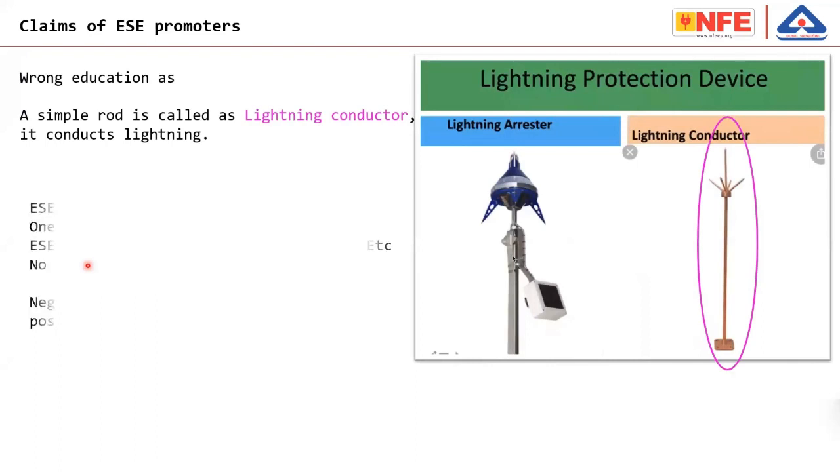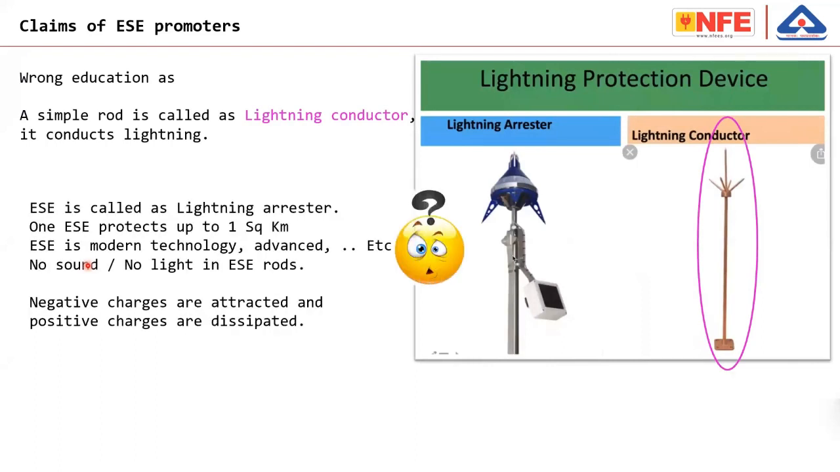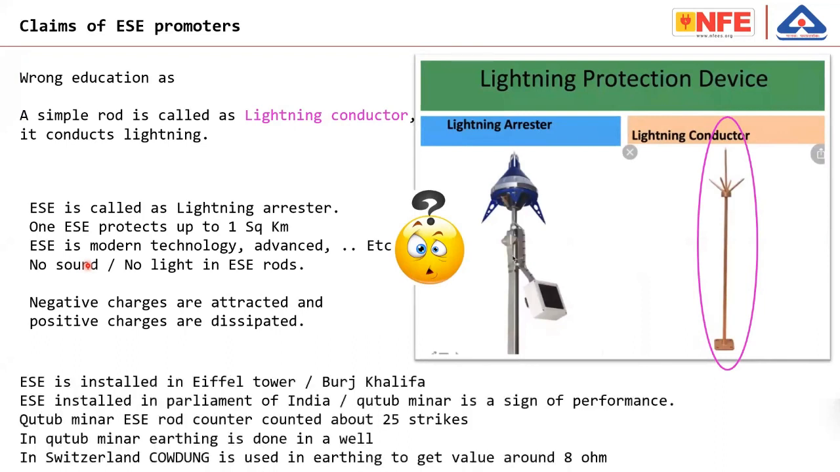It is also educated, a wrong education, saying that lightning conductor will conduct a negative lightning strike, and there is lightning arrestor, which will protect a large area, and this lightning arrestor, positive lightning strike is dissipated, negative lightning strike is attracted. All these non-standard things are being educated, and the non-standard education also tries to claim that these lightning arresters, which you are seeing, the ESE rod, is installed in Parliament of India, Qutub Minar of India. So this is a sign of acceptance of this technology in such large buildings.